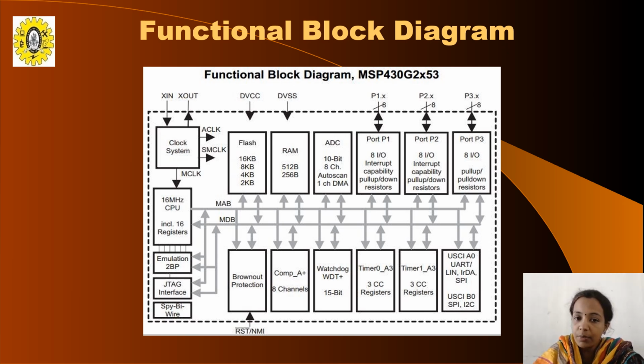The analog to digital converter will always convert the analog signals to the digital signals. Random access memory capacity for this MSP430 will be 512 B or 256 B. The flash memory capacity will be 16 KB, 8 KB, 4 KB or even 2 KB. So the data lines and the address lines will travel through these lines.